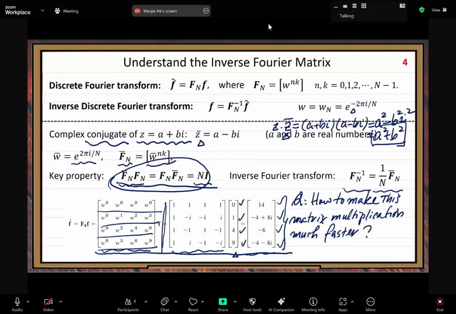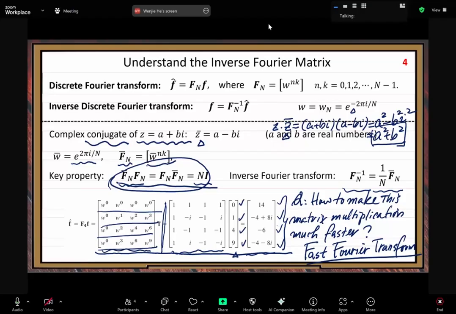The next question we need to answer: how to make this multiplication much faster? So that's the topic. Next class, I want to talk about the fast Fourier transform. It's a very useful method, an algorithm in real world application. It's called the fast Fourier transform. Next class, I want to talk about this fast Fourier transform.